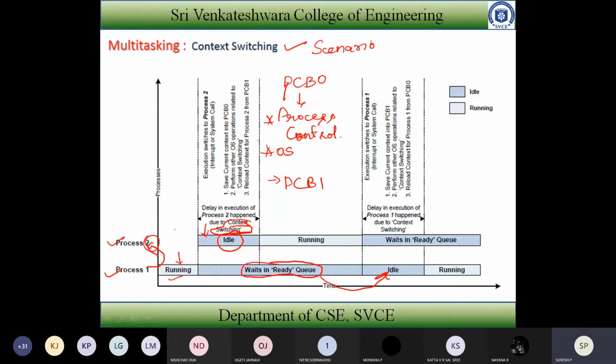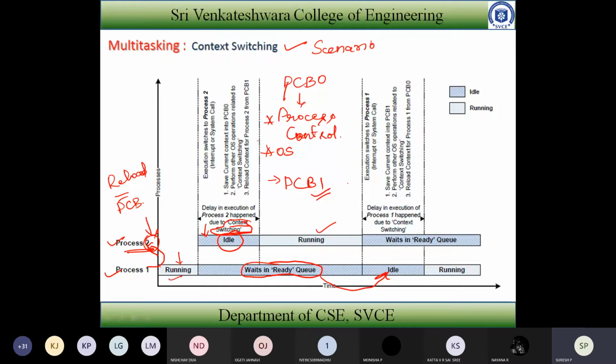So if it has to run process 2, first it has to reload the context for process 2 from where? From process control block 1. Now once it is running, after some quantum amount of time depending upon the scheduling, it will be given to process 2. Whenever that particular time quantum is over or some interrupt comes in between, again the context switch is going to happen.